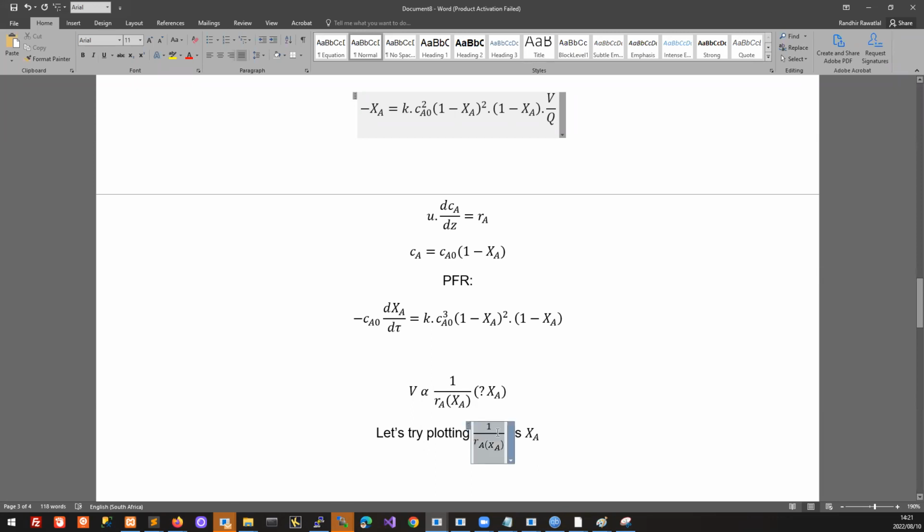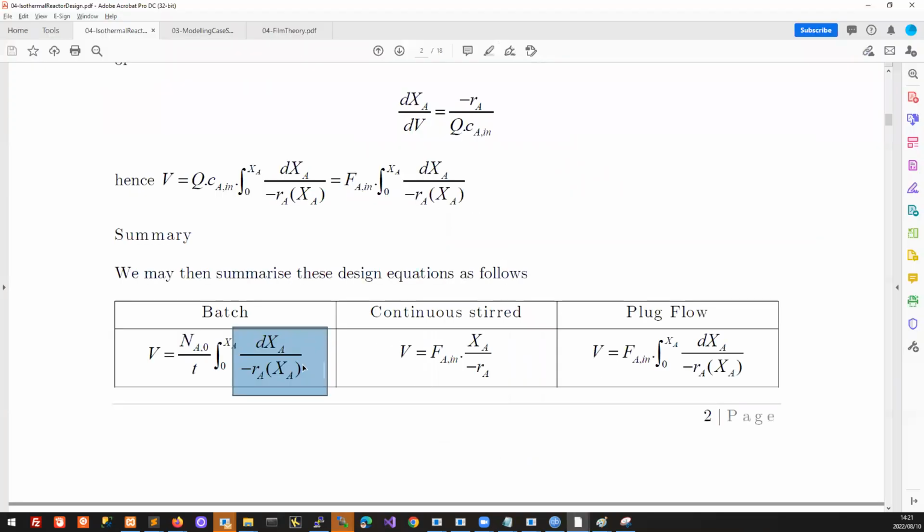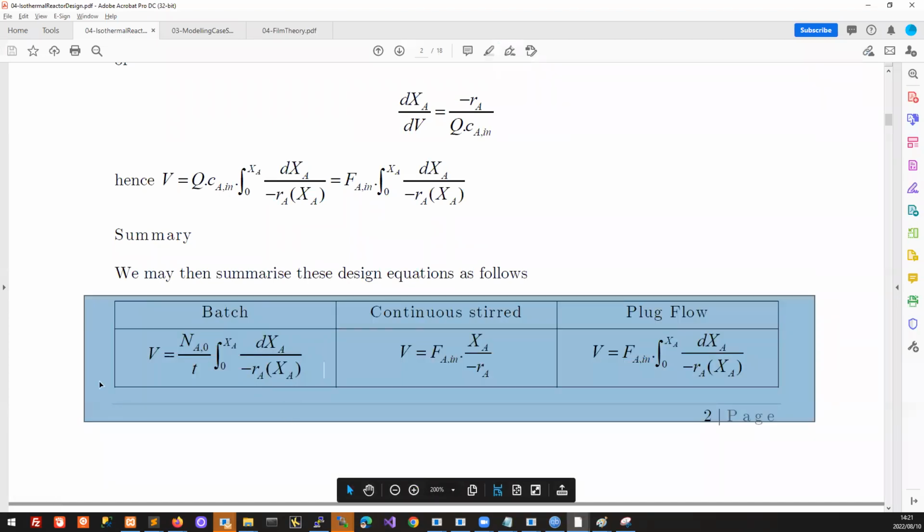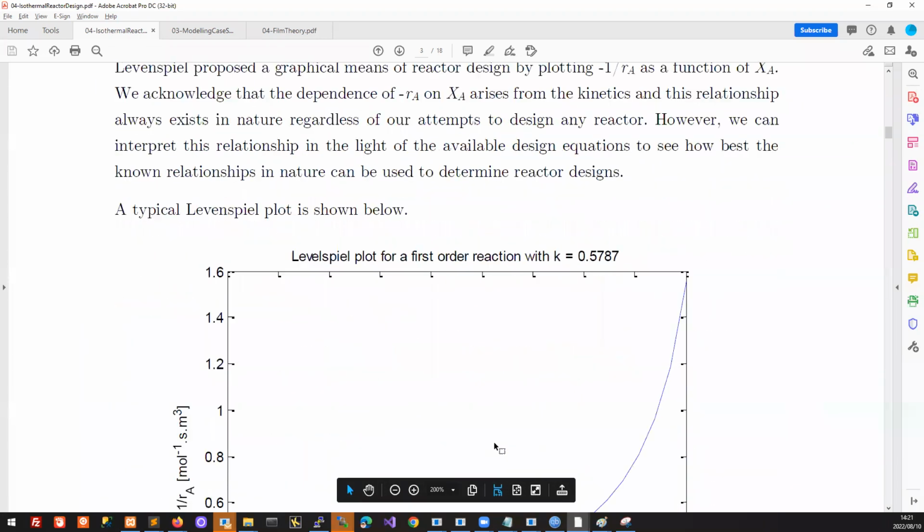We simply take our reaction rate expression and plot it against XA. And it might seem strange why plot 1 over RA. And the simple motivation for that is it's just how RA seems to appear when we look at our design equations. It just turns out the reaction rate is inversely proportional to the volume in some sense, right? Because it's inversely integrated. Yeah. So that's what we do.